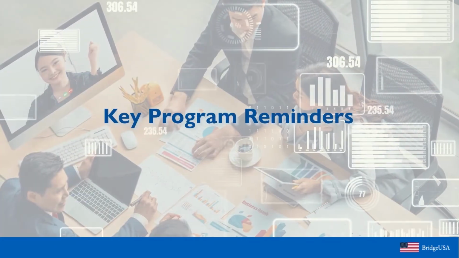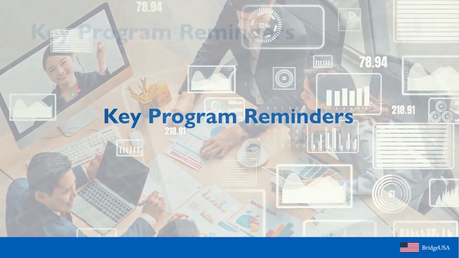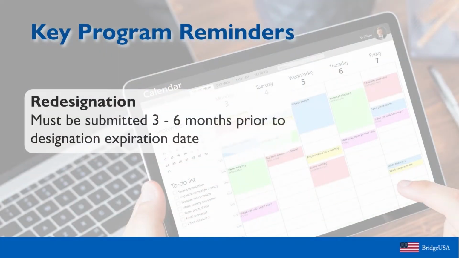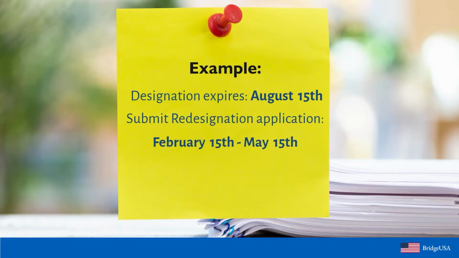You are responsible for key obligations in managing your designated program. You must submit your redesignation application 3 to 6 months prior to the designation expiration date. For example, if your designation expires on August 15th, you can submit your application as early as February 15th, but no later than May 15th.